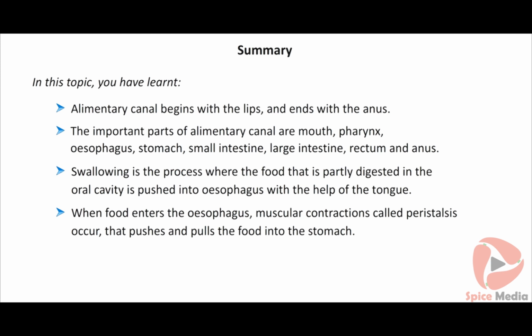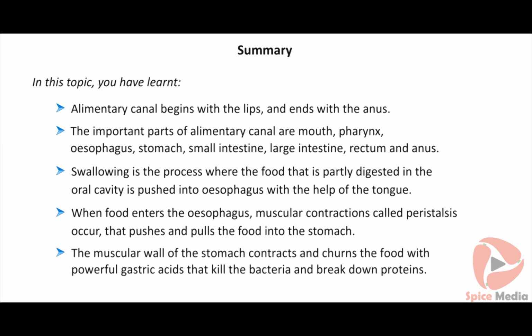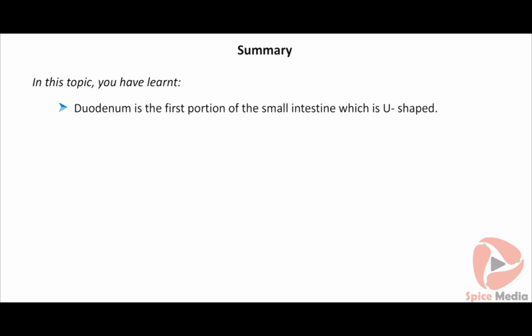Swallowing is the process where the food that is partly digested in the oral cavity is pushed into the esophagus with the help of the tongue. When food enters the esophagus, muscular contractions called peristalsis occur that push and pull the food into the stomach.